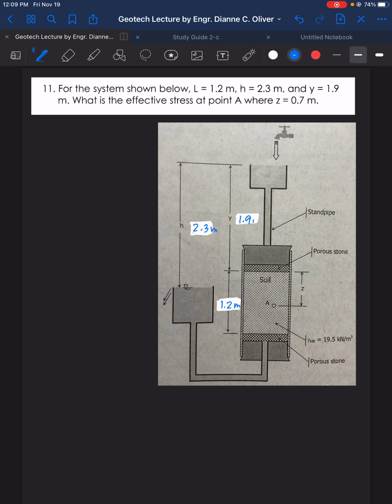So 1.9 meter. What is the effective stress at point A where Z is 0.7 meter? So Z is 0.7 meter. So what is the effective stress here? And then given, so notice that gamma sat is already given. So let's compute for the effective stress.